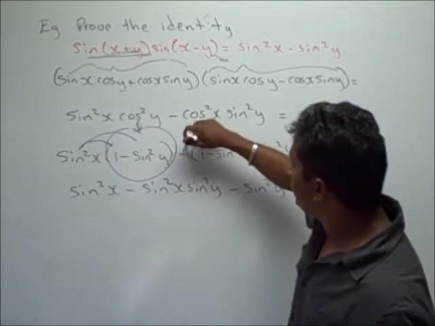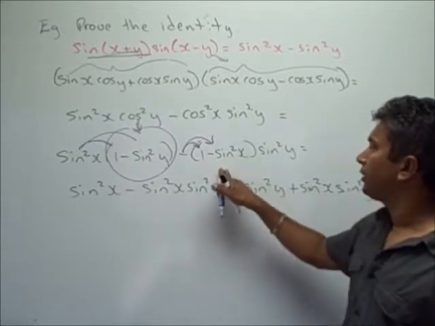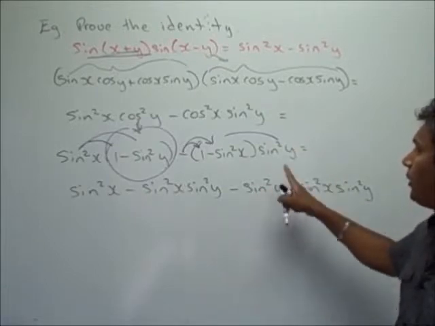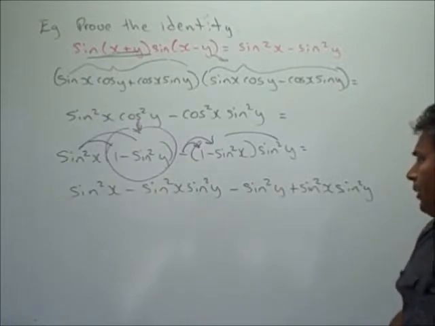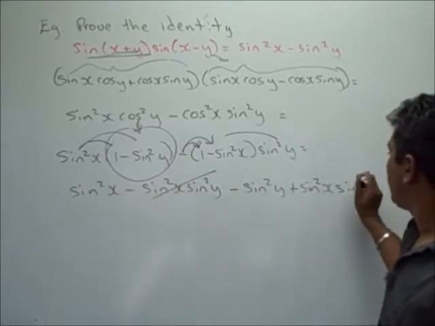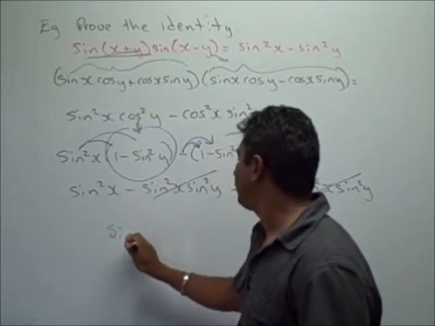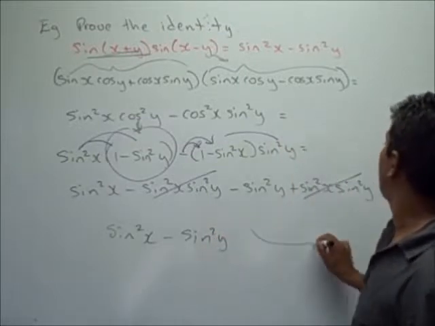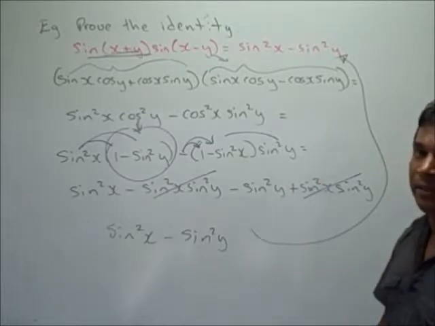If we distribute our sine, this becomes a negative 1 and this becomes a positive sine x, and then we times it by this. This will end up being a negative sine squared y plus sine squared x sine squared y. Here we can see that sine squared x sine squared y is negative and this one is positive, so these two will cancel out, leaving us with simply sine squared of x minus sine squared of y, which is our original problem. So here we have proven this identity.